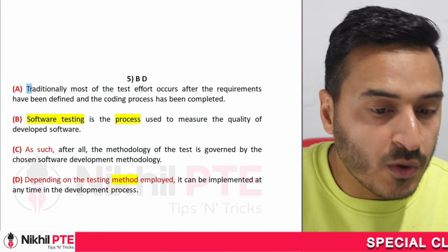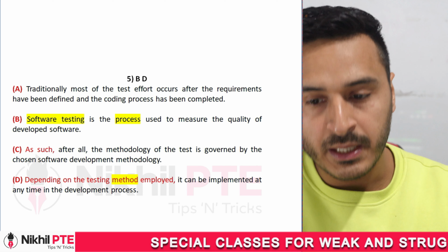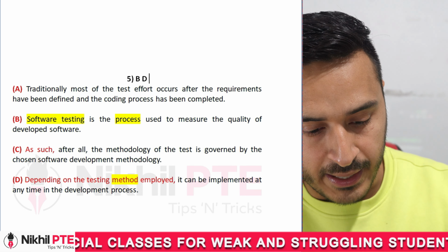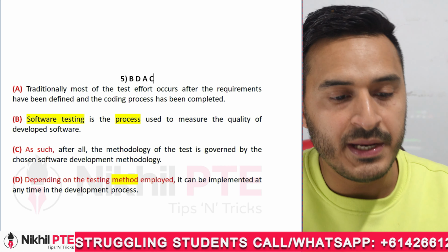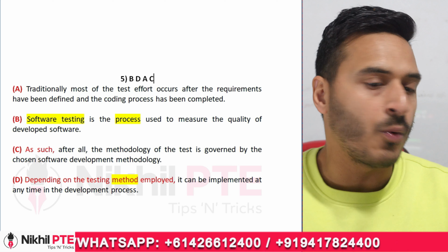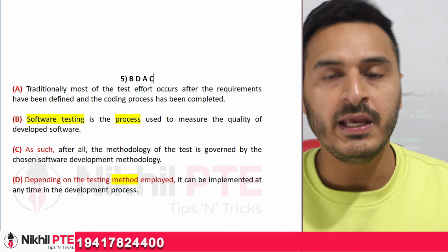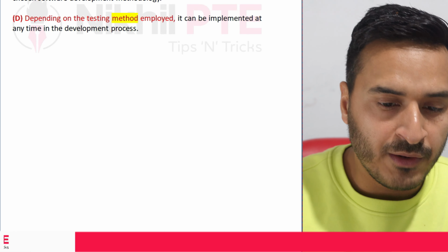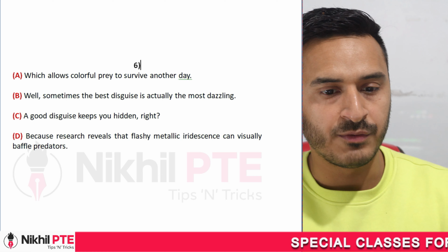Traditionally, most of the test effort occurs after the requirements. So after B, D will come, and after D, A will come, and we are left with only C. Answer is B, D, A, C. However, I'm not reading the C option because we found after B, D will come, and after D, A will come. Okay, we are left with only one last question for today's video.